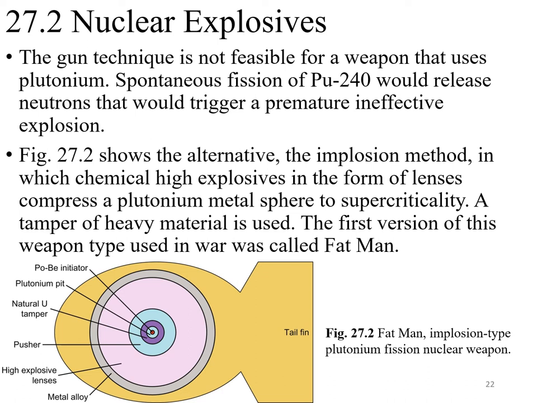This figure shows the alternative, the implosion method, in which chemical high explosive in the form of lenses compress a plutonium metal sphere to supercriticality. A tamper of heavy metal is used. The first version of this weapon type used in war was called Fat Man.